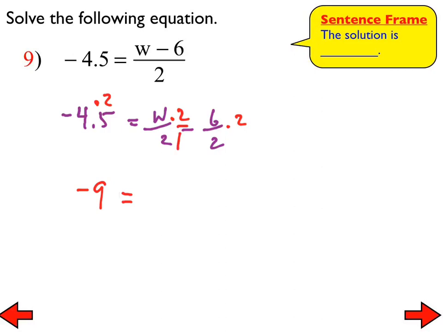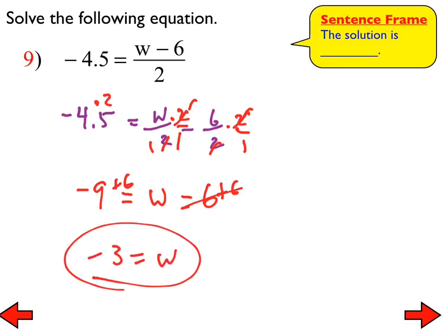And once again, if it makes you feel better, put a 1 underneath each of the 2's, and w over 2 times 2 over 1. You can do some cross-dividing, but that should be w. And then again, you can clearly see the reason why we're doing this is so that we don't have any more fractions. And then at that point, add 6. And so it looks like the solution is w equals negative 3.